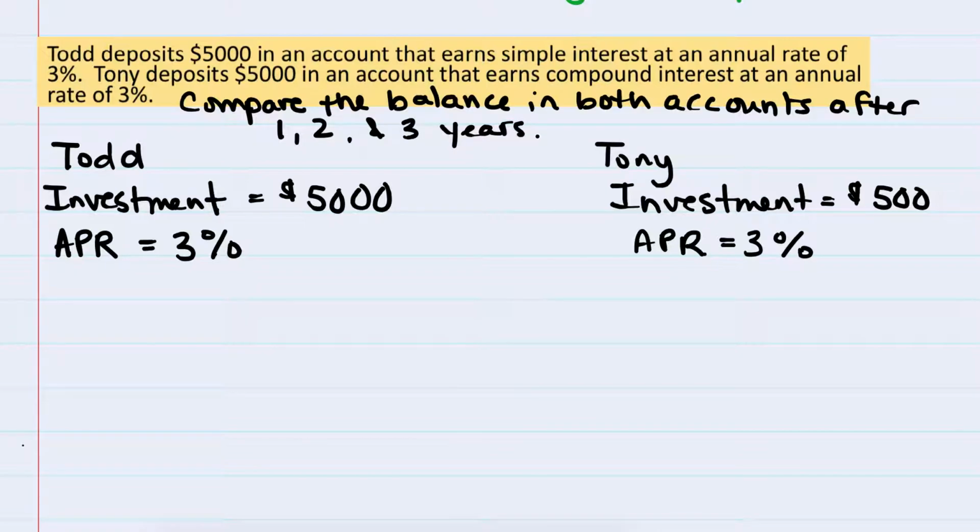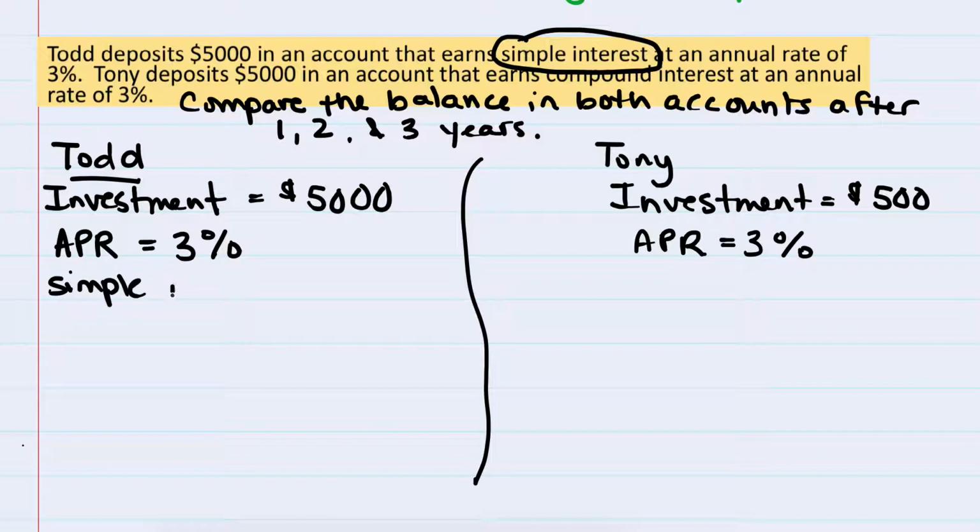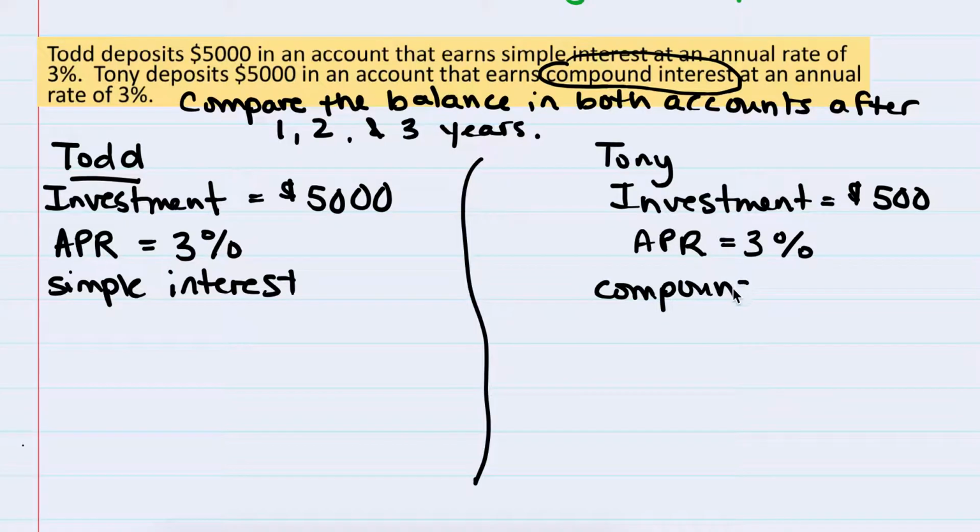So let's see the difference. What's going to happen that's different? So Todd, by the way, he has simple interest. So I'm going to circle that and I'm going to put this here. This is simple interest. And Tony, his earns compound interest. So that's the only difference between these two problems here, these two guys and their accounts. All right, let's do Todd first. His is the easiest one.